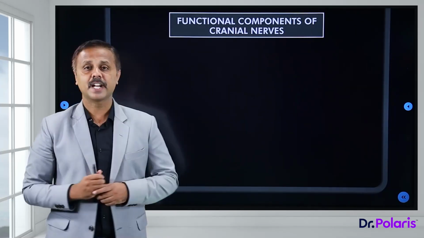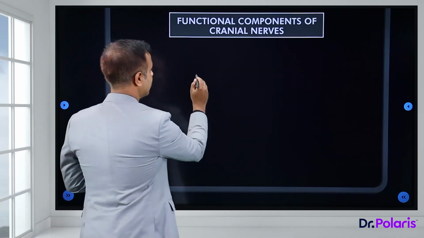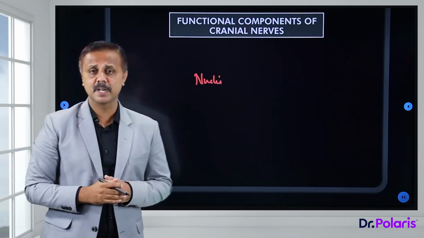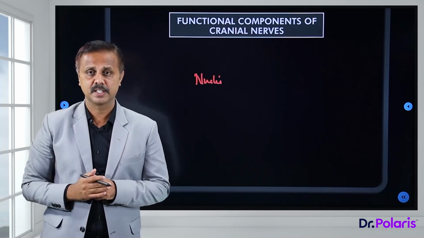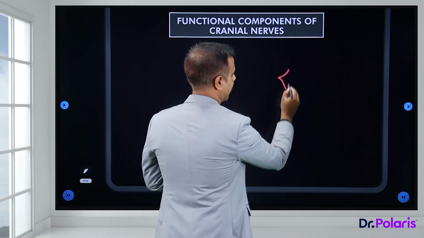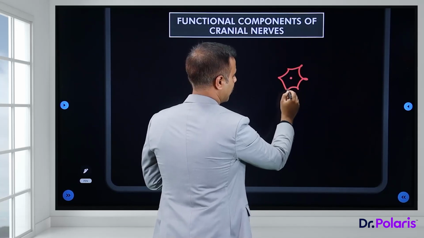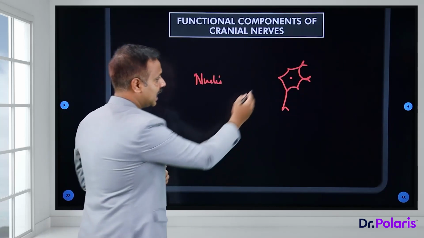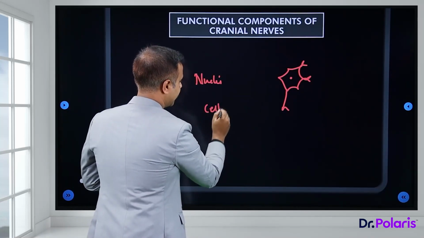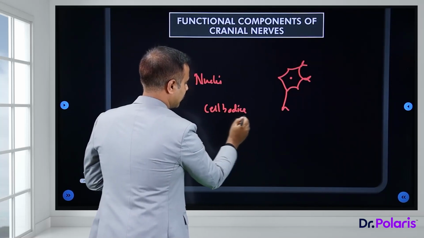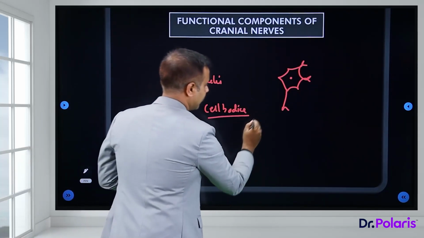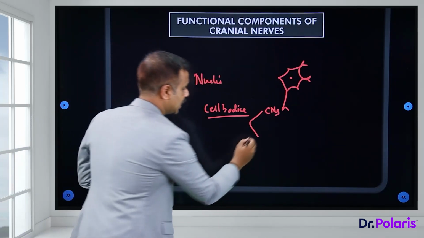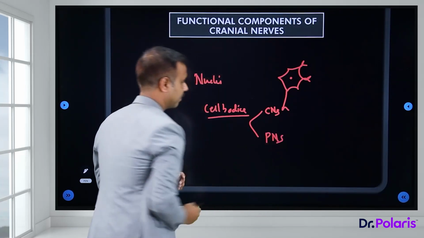Now, first, let's try to understand the meaning of the term nuclei or the term functional column. Now, remember, when we talk about the neuron, right? The neuron has two distinct parts, right? Imagine it has a cell body and it has processes which could be axon and dendrites. The collection of cell bodies of neurons within the CNS is referred to by special names, and within the PNS they are called something else.